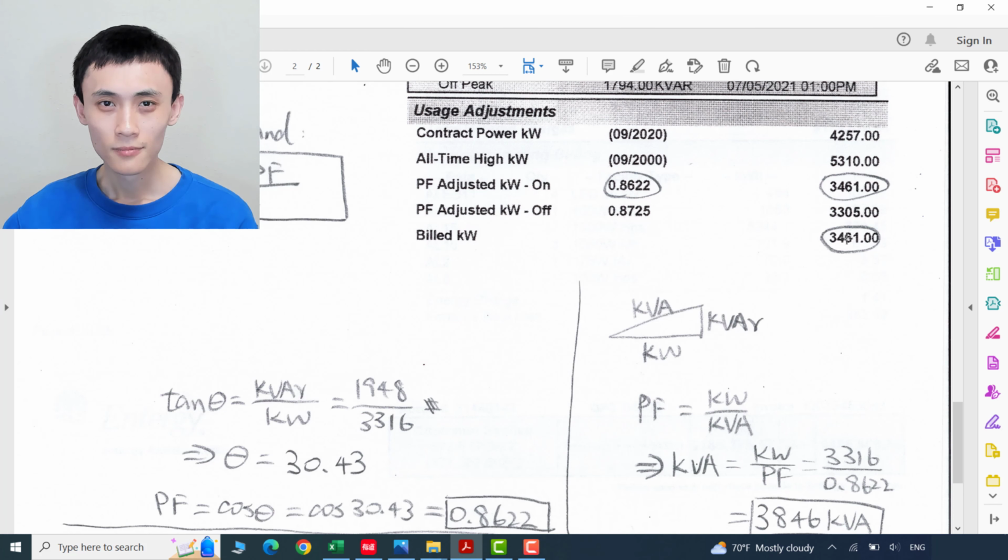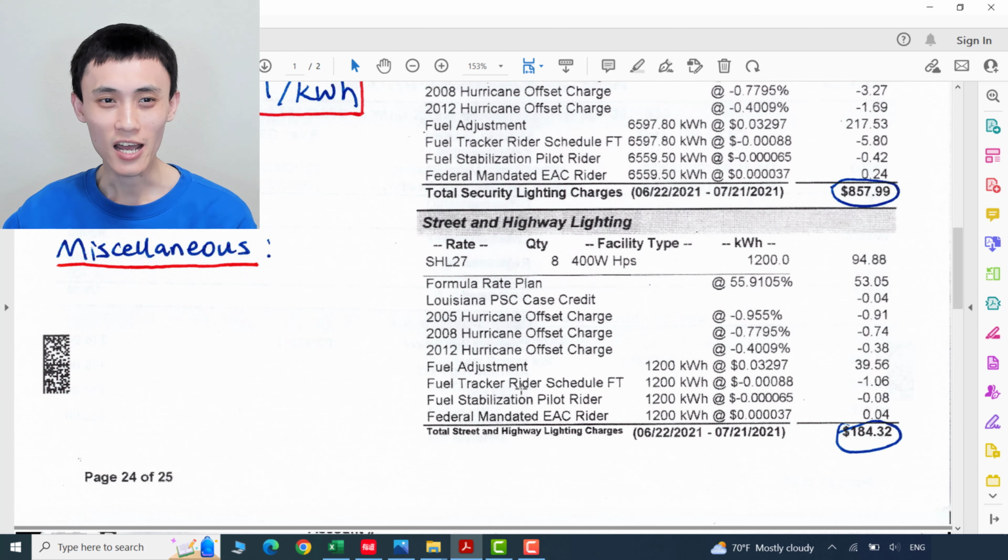You can also validate the power factor here, which is also this relation here with the triangle. It turns out to look right. That is for power factor charge.